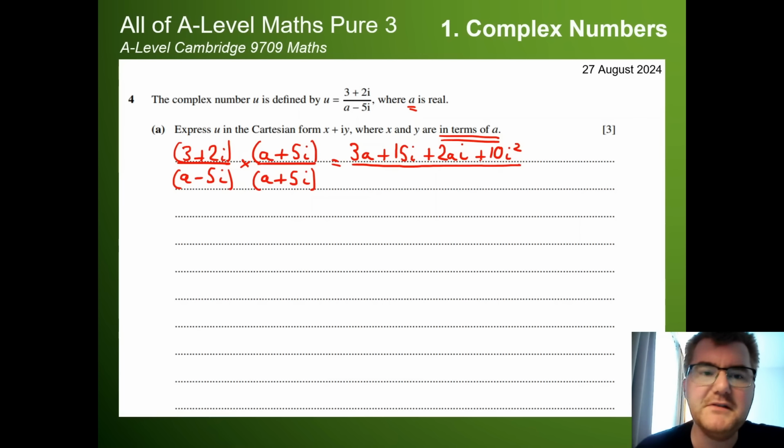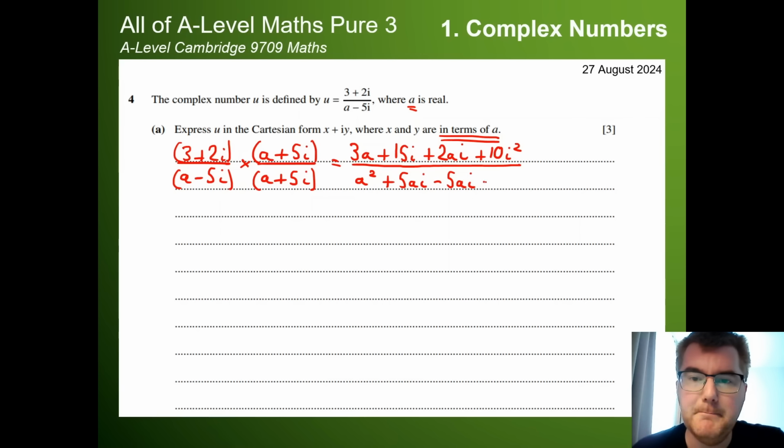Now if we do the bottom part here, a times a is a squared, a times 5i is plus 5ai, minus 5i times a is minus 5ai, so notice they're going to cancel a bit later, and then minus 5i times plus 5i is minus 25i squared.